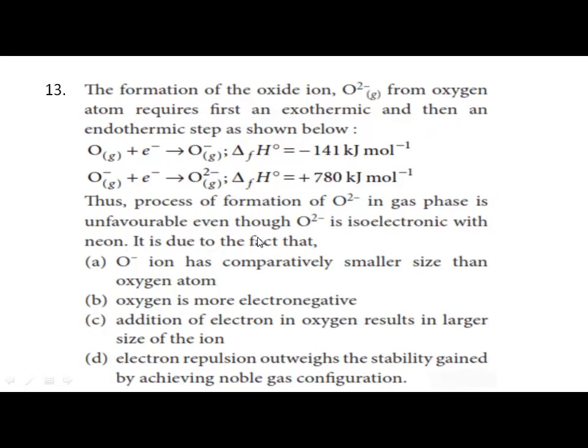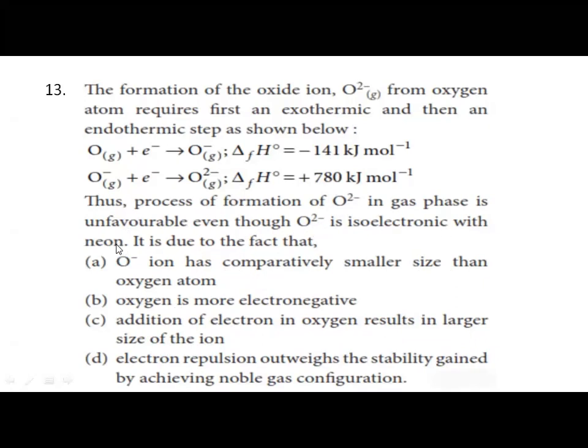It is the fact due to: the option is, O minus ion has comparatively smaller size than oxygen atom. Oxygen is more electronegative. Addition of electron in the oxygen results in larger size of the atom, ion. Electron repulsion outweighs the stability gained by achieving noble gas configuration. So the process of formation of O2 minus in gas phase is unfavorable even though O2 minus is isoelectronic with neon.